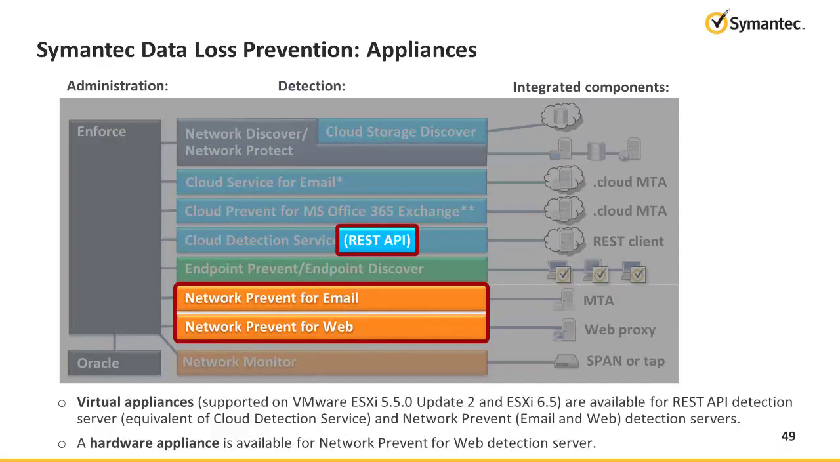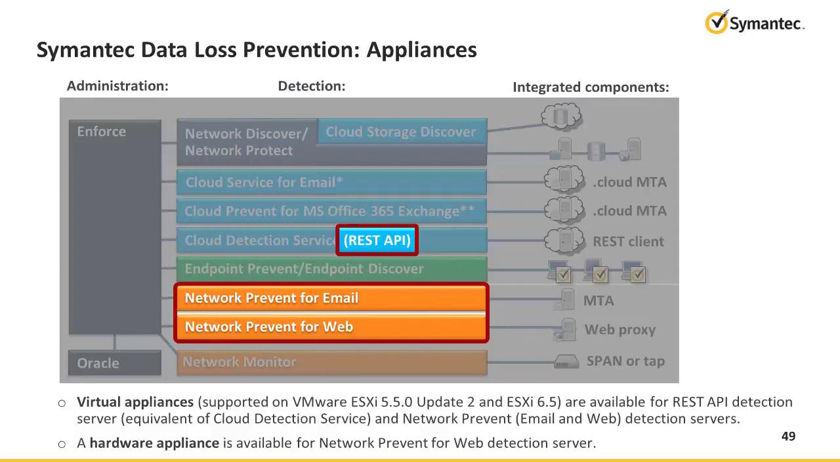Symantec DLP also offers appliances for some detection server types. Virtual appliances are available for the REST API detection server, the equivalent of the Cloud Detection Server detector, which receives content for detection analysis through a REST API, as well as for Network Prevent for Web and Network Prevent for Email detection servers. There is also a hardware appliance available for the Network Prevent for Web detection server.